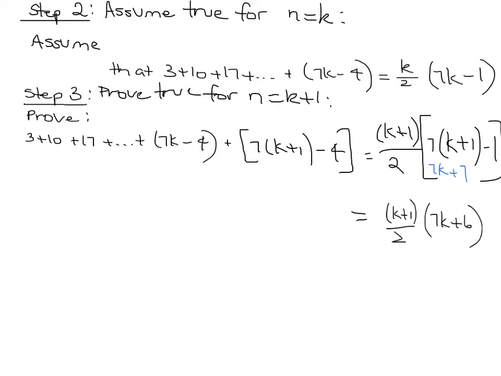Therefore, it's true for any number, because we've proven it true in step 1 for n equals 1. And if we prove it true for n equals k plus 1, then for any k we sub in and add 1, it's true for the next number. So if it's true for 1, 1 plus 1 is true, it's true for 2. If it's true for 2, 2 plus 1 is 3, it's true for 3, and then I can go on forever. Okay?